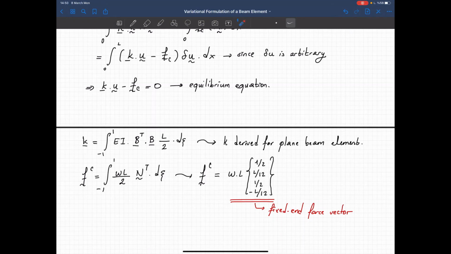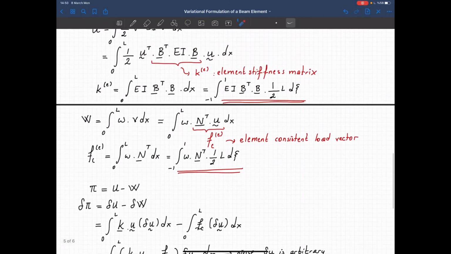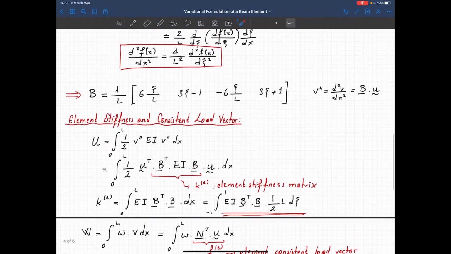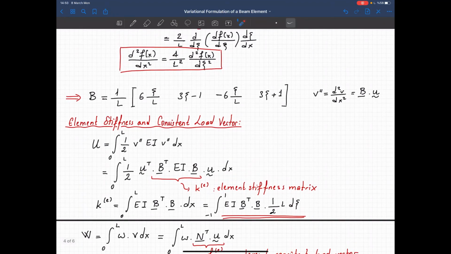There's nothing surprising here, but if you think about it, that shows me the whole procedure. So I can add different types of elements and obtain their stiffness matrices by following this procedure.